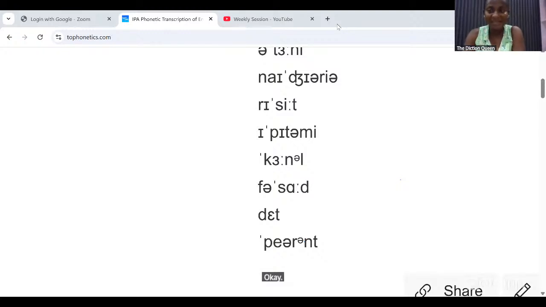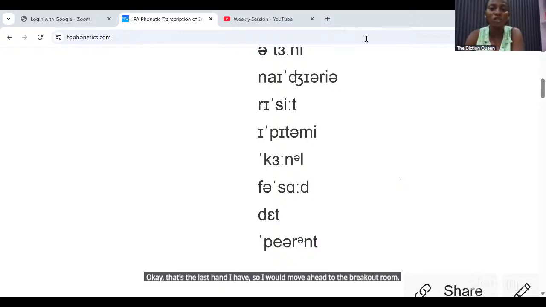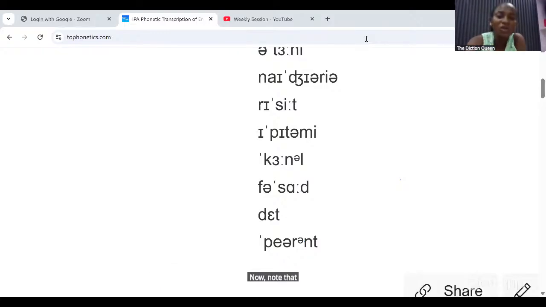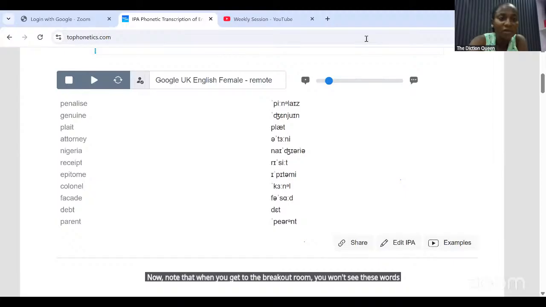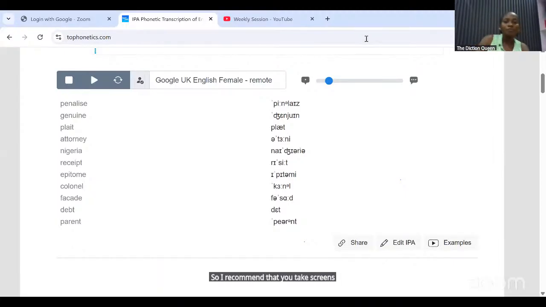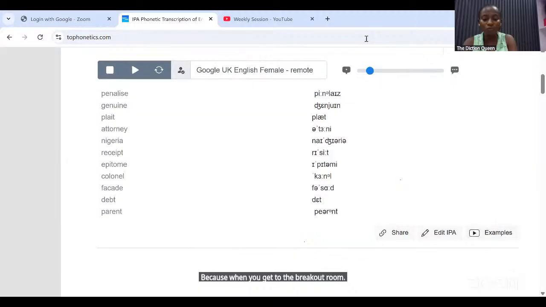That's the last hand I have, so I would move ahead to the breakout room. Let's quickly take questions before we move to the breakout room. Note that when you get to the breakout room, you won't see these words again. So I recommend that you take screenshots so that you can have the words to practice and to help you pronounce them.